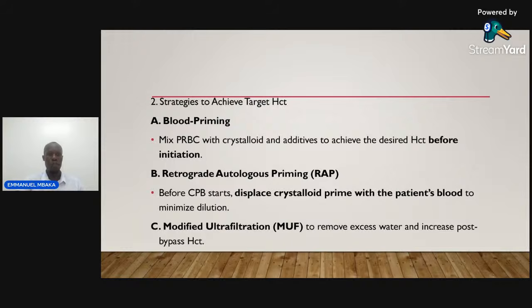Also, another thing you can use is retrograde autologous priming. It's called RAP, done before CPB starts. This one displaces crystalloid prime with the patient's blood to minimize dilution. Another component that you can use is modified ultrafiltration. This is done after the CPB, and it's used to remove excess water and increase post-bypass hematocrit. Next slide.